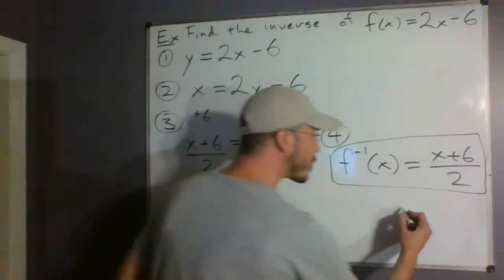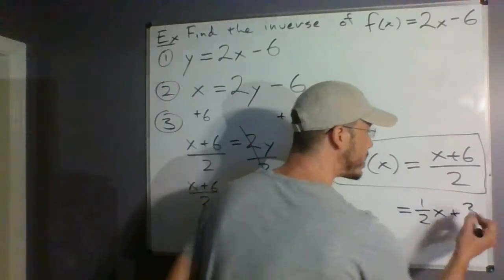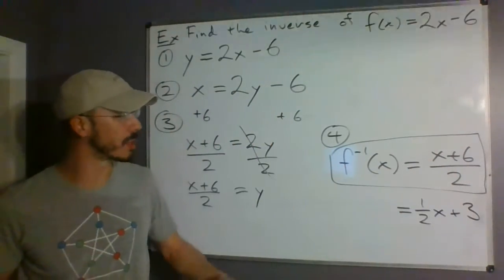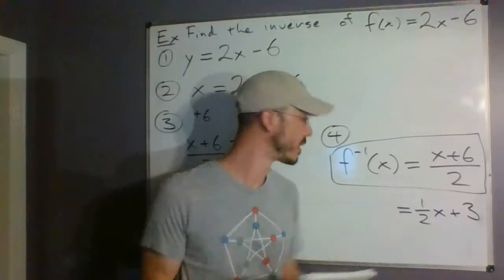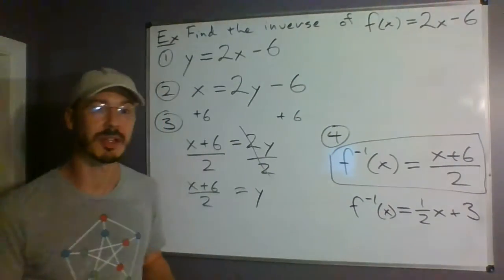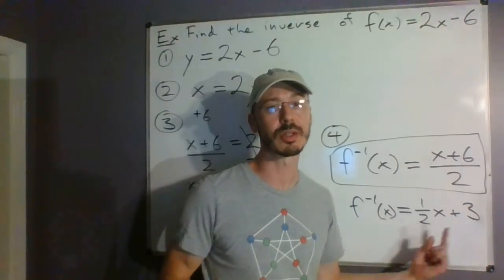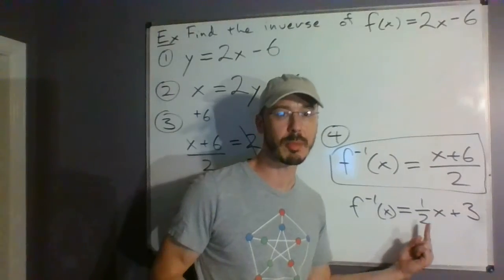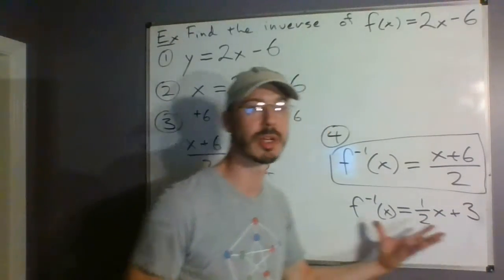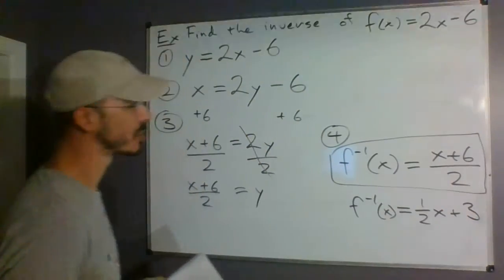Now there's another way to write this one. You can write this as 1/2 x plus 3. Just dividing the terms of the numerator by 2. This way, f inverse of x equals 1/2 x plus 3. This way is kind of useful because you can see that it's a linear equation. Y equals mx plus b. So a slope of 1/2 and a y-intercept of 3. But this is fine, as far as I'm concerned. This is a good way to look at it.